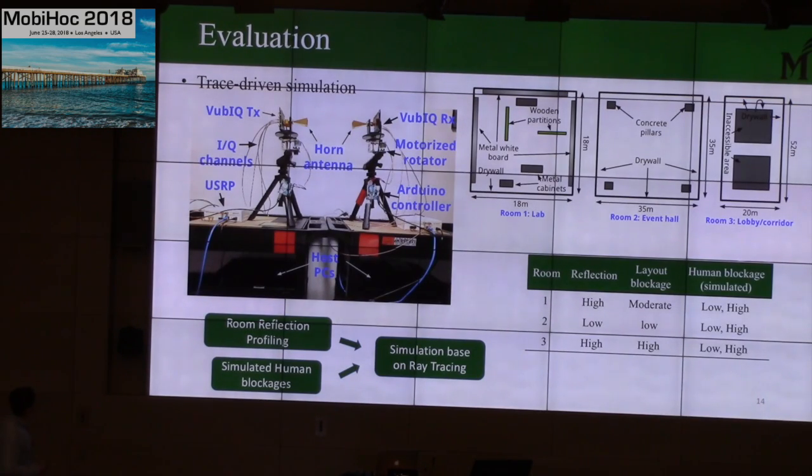To evaluate our work, we did a trace-driven simulation with our testbed. We first used our testbed to profile the room and test the different reflectors' permittivity. And then we simulate the human blockage and fit all these parameters to a ray-tracing-based simulation. We carefully calculated 3 kinds of rooms with different reflection and different layout blockage, and for all 3 different rooms, we simulated the human blockage at 2 different levels.